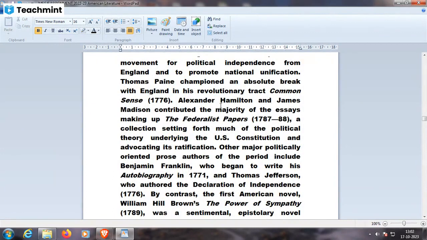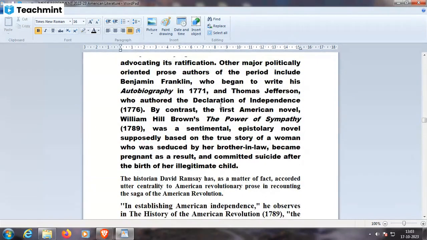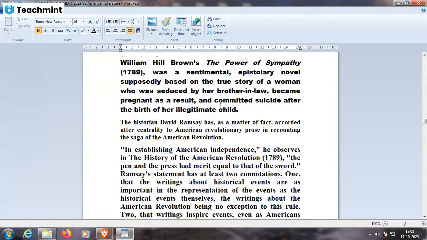Other major politically oriented prose authors of the period include Benjamin Franklin, who began to write the autobiography in 1771, and Thomas Jefferson, who authored the Declaration of Independence, 1776. By contrast, the first American novel, William Hill Brown's The Power of Sympathy, 1789, was a sentimental epistolary novel supposedly based on the true story of a woman who was seduced by a brother-in-law, became pregnant as a result, and committed suicide after the birth of her illegitimate child.